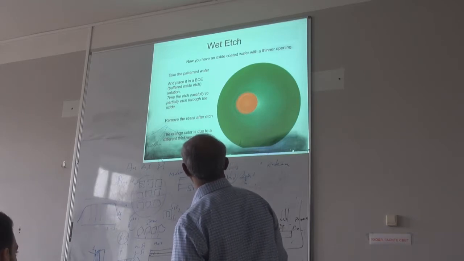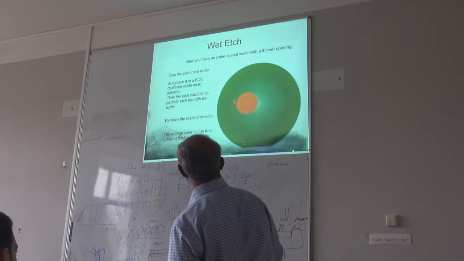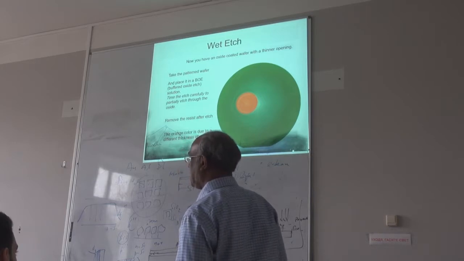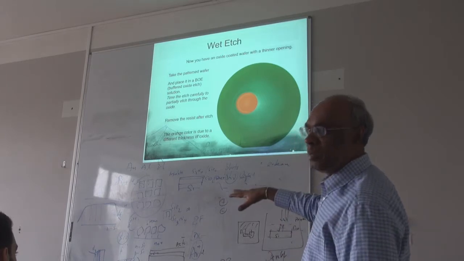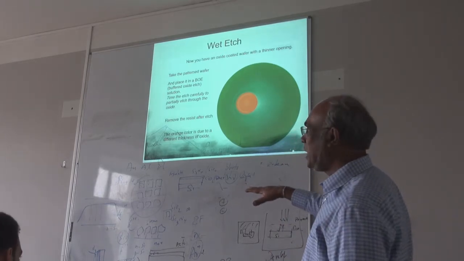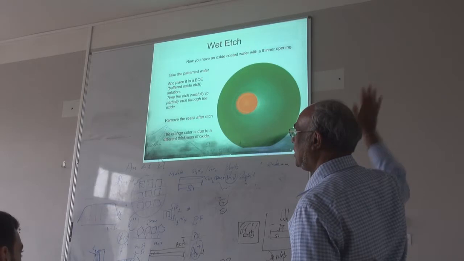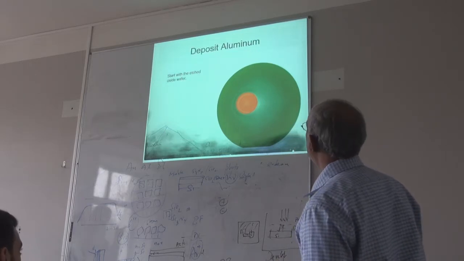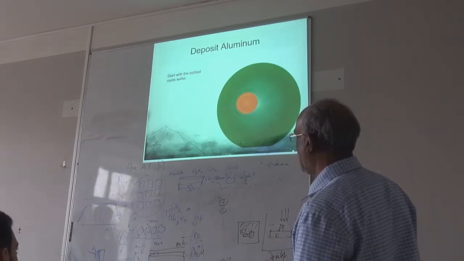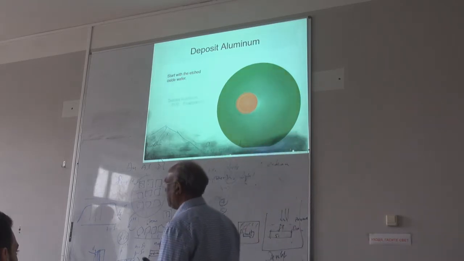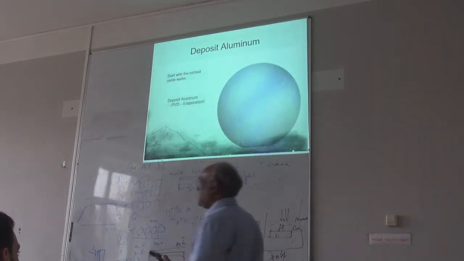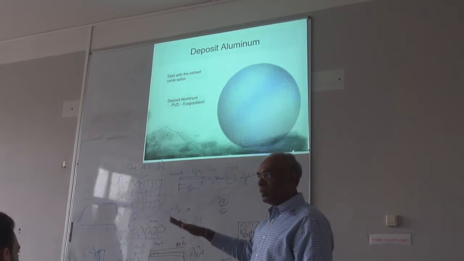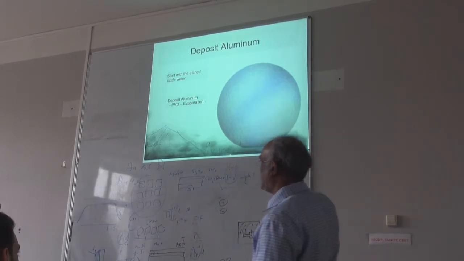Now you can see the pattern is already done for the first step. Now you have to put the second pattern. So how do you do that? Then again you have to put your, that we do with aluminum. This one is already etched, so we just deposit aluminum on that one. So that second pattern is with aluminum.